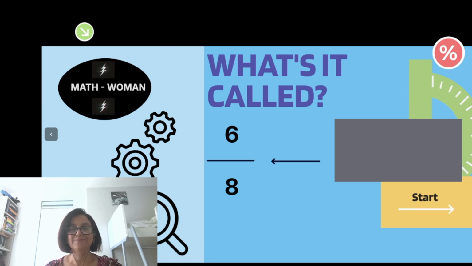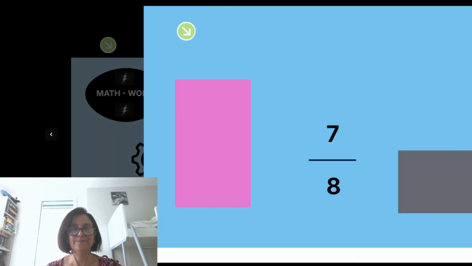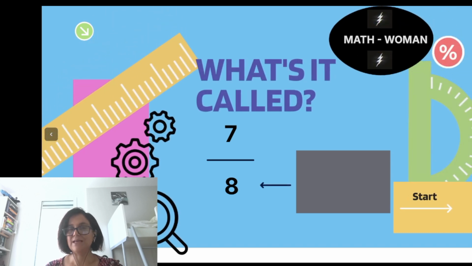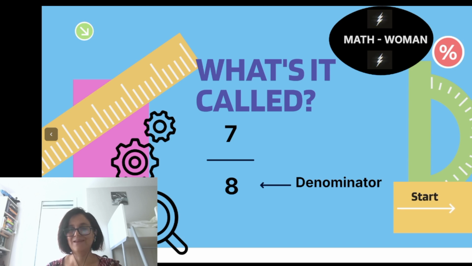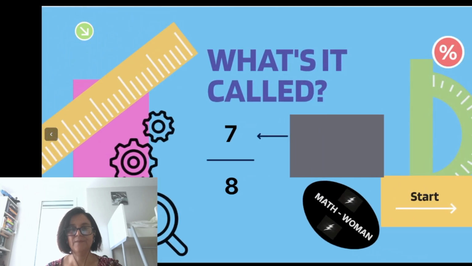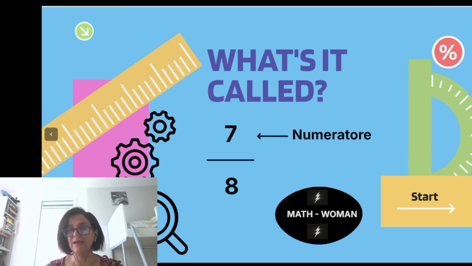What is it called? It's a fraction line. It's the same as the two dots symbol. What is it called? It's the denominator, the old divisor. The number of parts we have to divide the wall into. What is it called? It's the numerator. It's the number of parts we have to shade in our drawing. It's the old dividend.